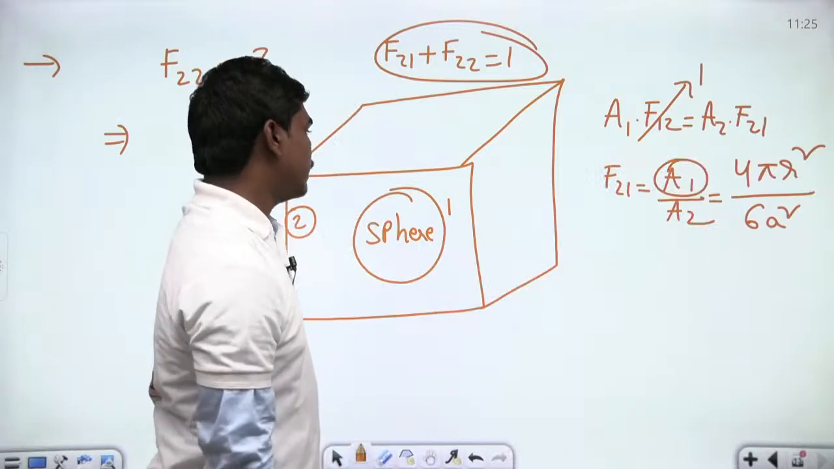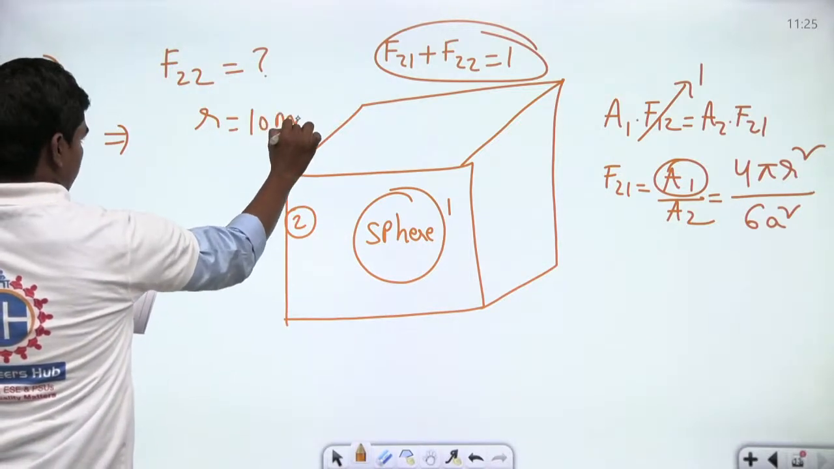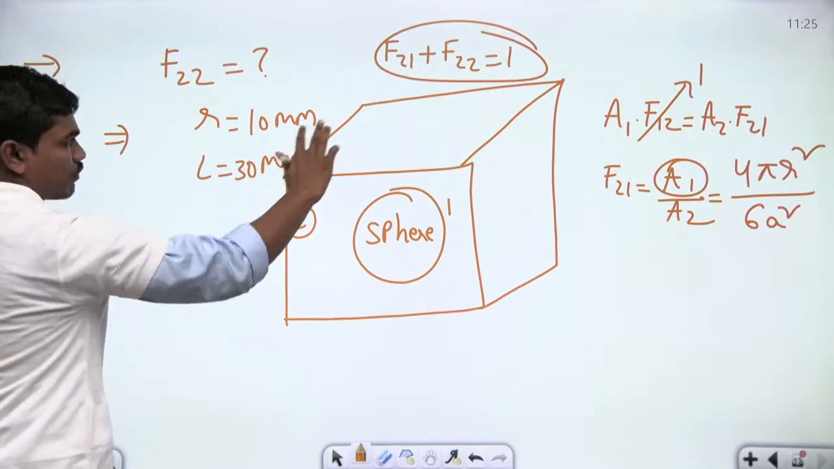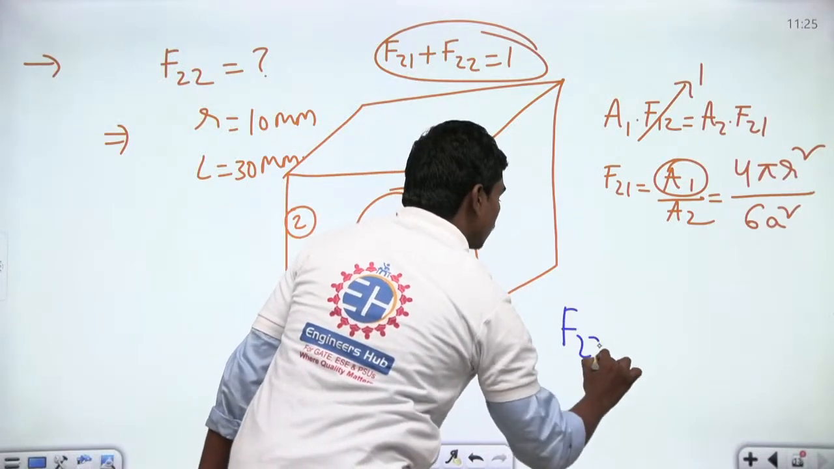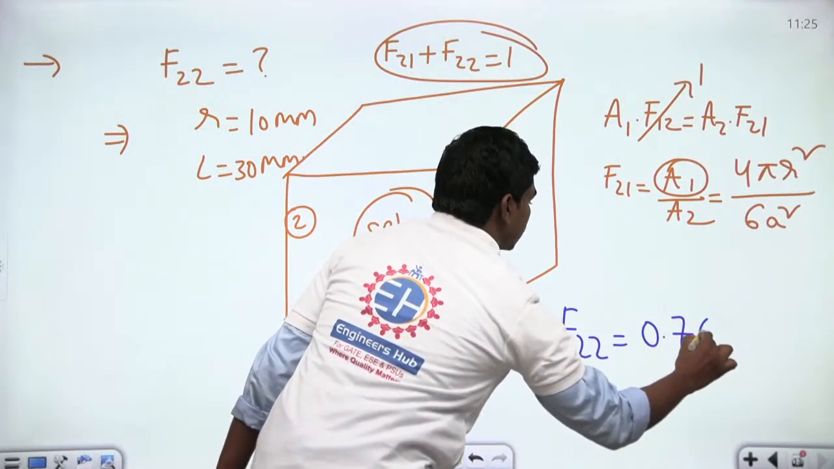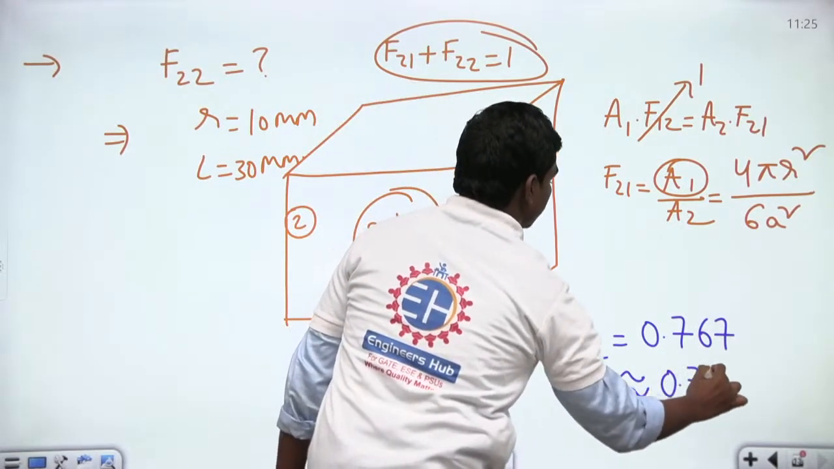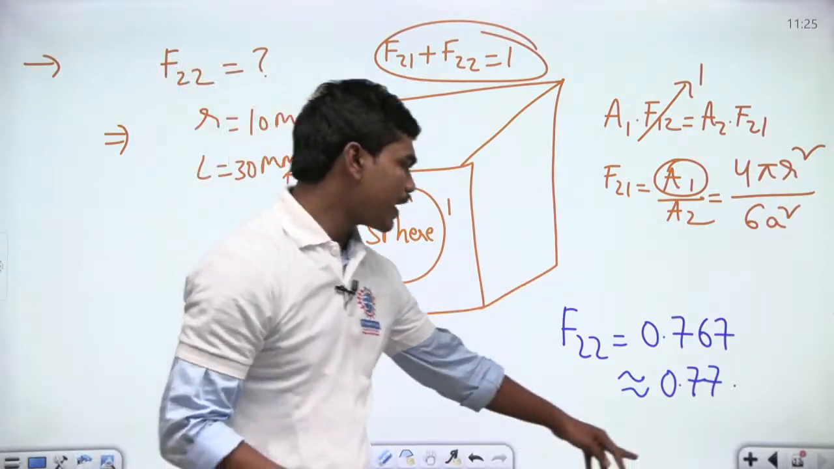So R is given, 10 centimeters, I think. Yes, R is 10 mm, and the side L is equal to 30 mm. So this is what they have given you, and if you calculate the final value, you will end up with the answer F22 equal to 0.767. And in the exam they have asked you to round off to 2 decimals, so you can just write 0.77. That's okay. Clear? So this is what we have for this shape factor question.